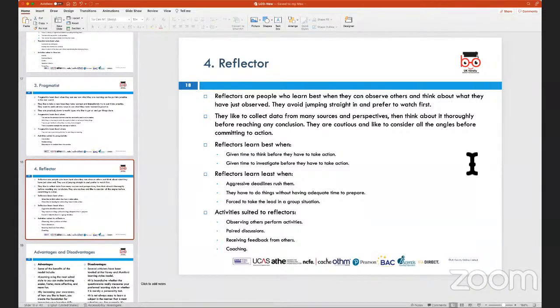Now, these kinds of people, essentially reflectors, learn when they are put in a group. They've been asked to perform activities which are done as groups, and I'll put it this way, they learn when they are being coached. And this is where the characteristics of reflectors lie.